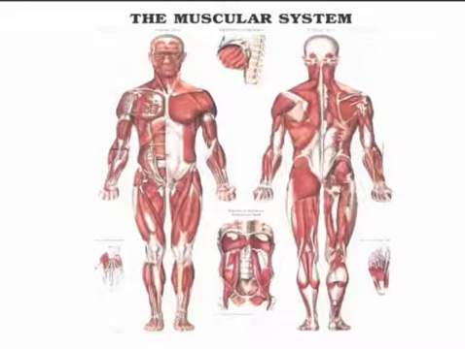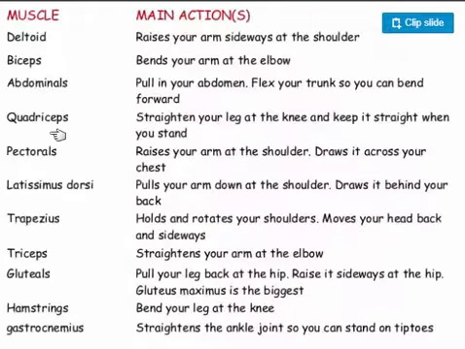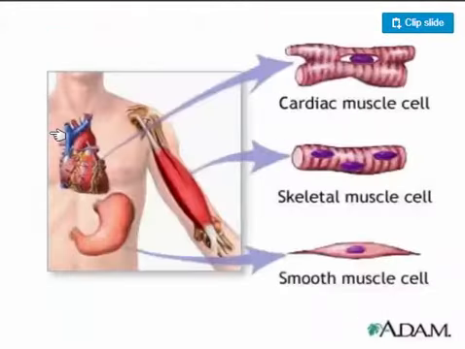The muscular system. The muscular system is formed of the muscles that are present in your body. We have many types of muscles that are present in your body. These muscles could be under your control, which we call voluntary muscles, or not under your control and only controlled by your brain, which are called involuntary muscles.